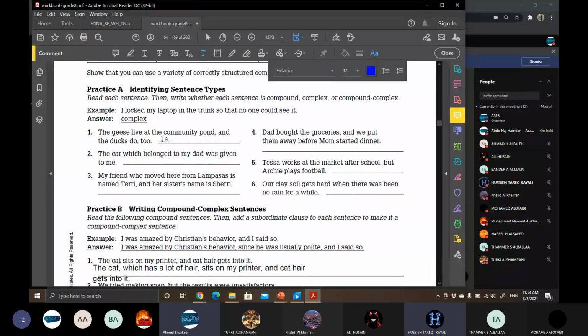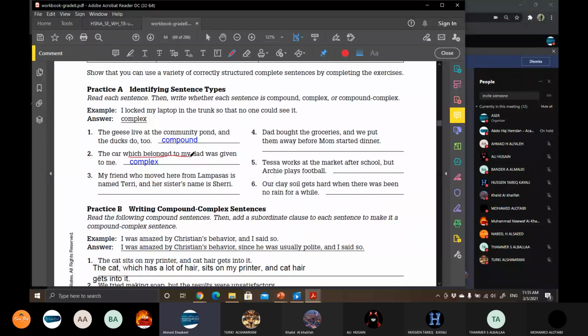Okay, Hussein. The geese live at the community pond and the ducks do too. It's a compound. Nice. We have one independent clause and another independent clause joined by a coordinating conjunction. Number 2, the car which belonged to my dad was given to me. Complex. Bravo. Why? Because which is a subordinating conjunction. So which belonged to my dad, that's the subordinate clause.